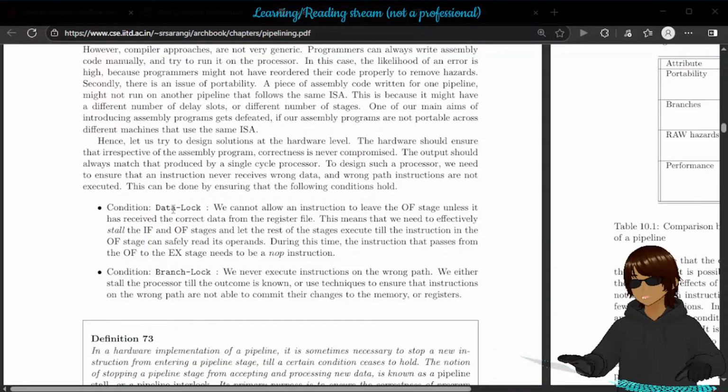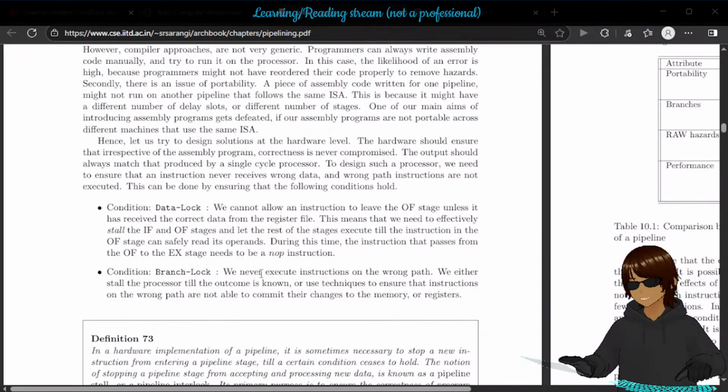Condition data lock. We cannot allow an instruction to leave the OF stage unless it has received the correct data from the register file. This means we need to effectively stall the IF and OF stages and let the rest of the stages execute till the instruction in the OF stage can safely read its operands. During this time, the instruction that passes from the OF to the EX stage needs to be a NOP instruction.